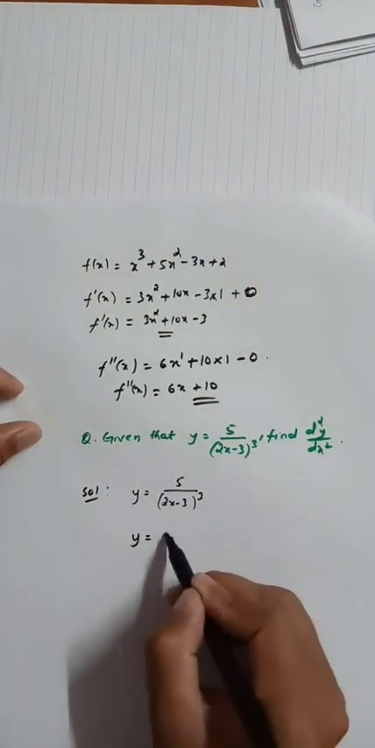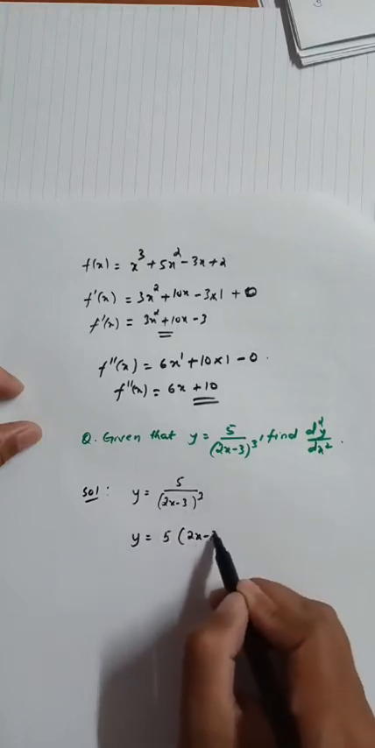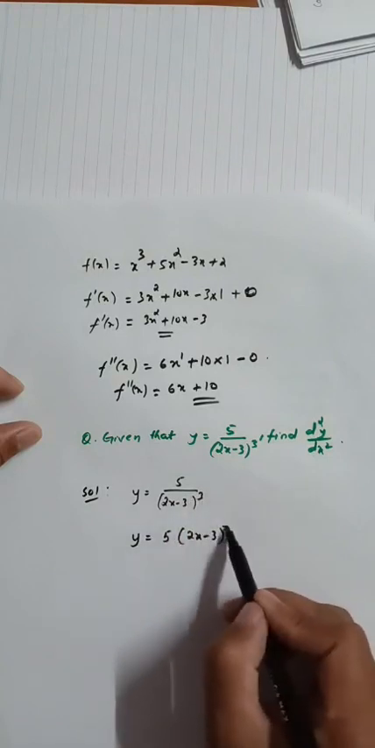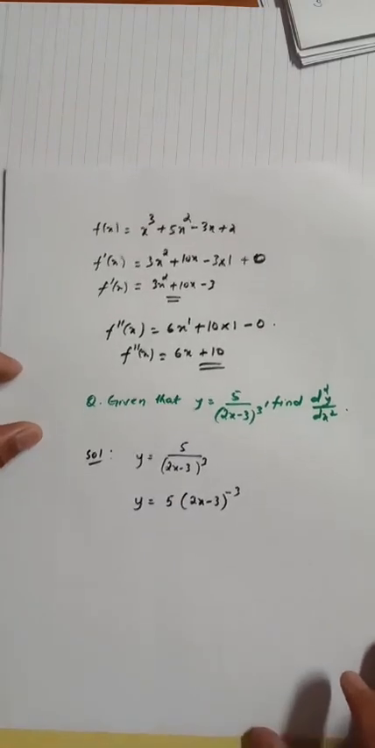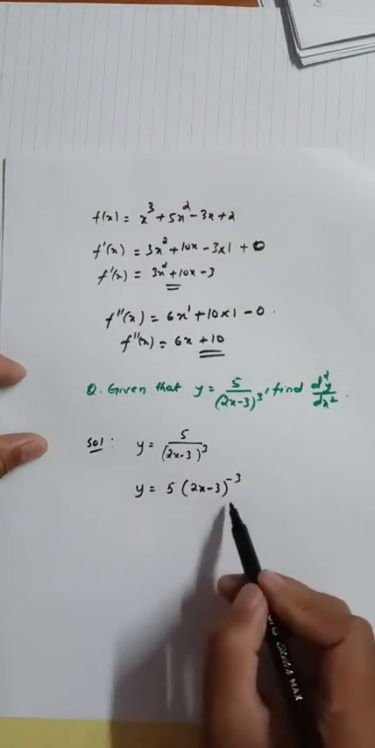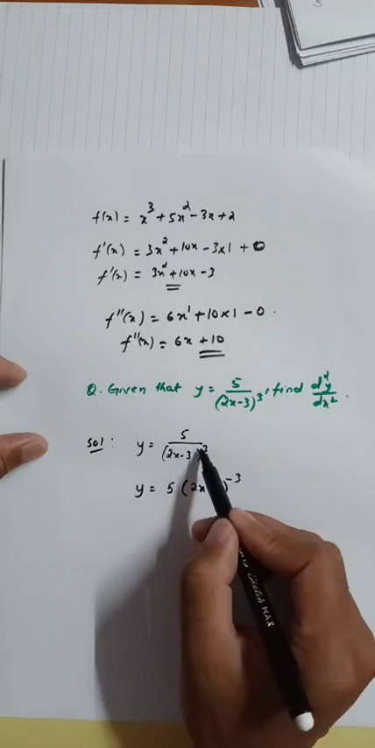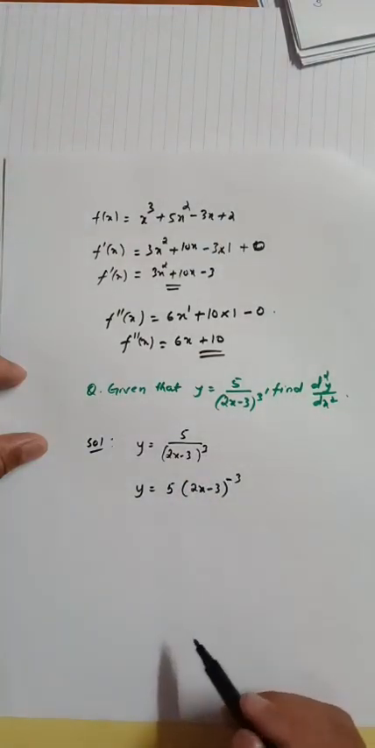So y will be equal to 5 times 2x minus 3 raised to the power. But what will happen to the sign of this exponent? It was positive, and moving it to the numerator makes it negative, so simplify it. Now you have your x in the numerator instead of the denominator, and just the sign of your exponent changes, so positive 3 becomes negative 3.